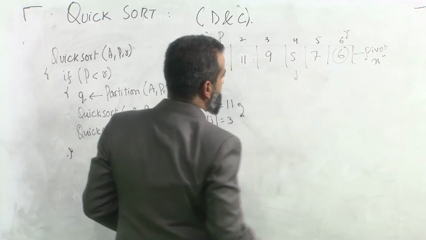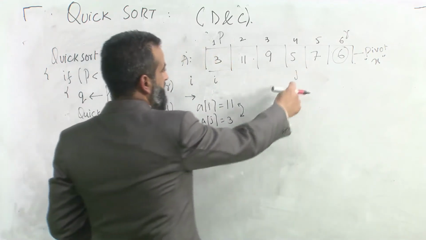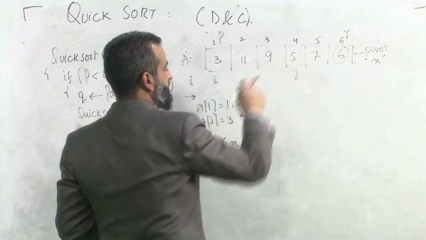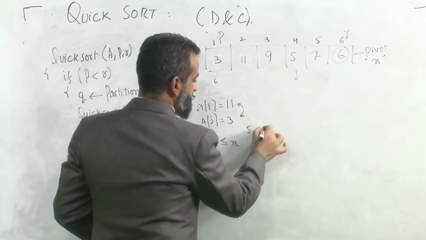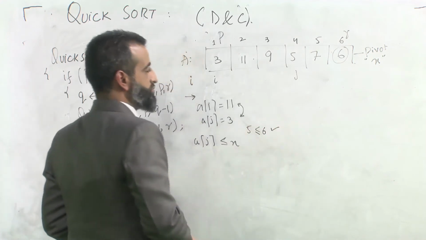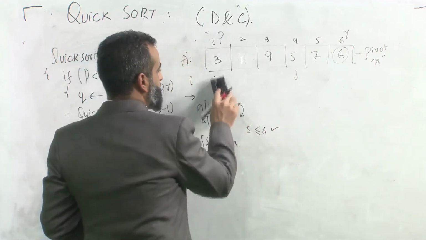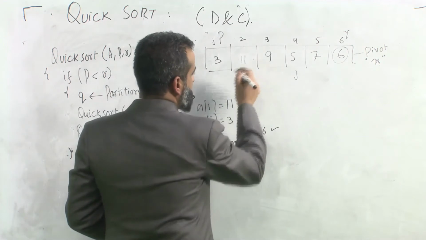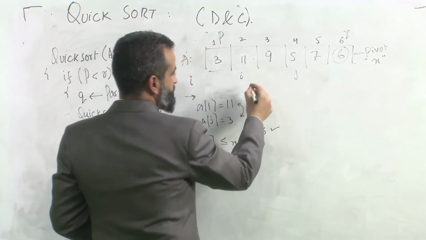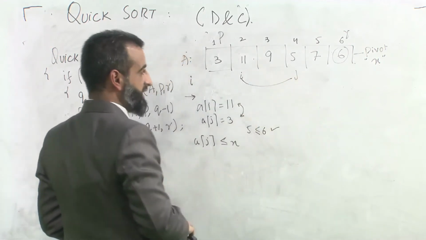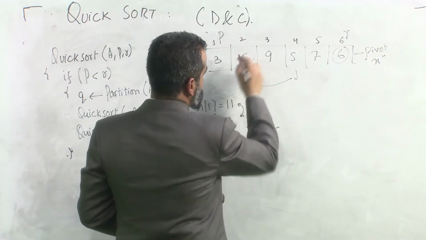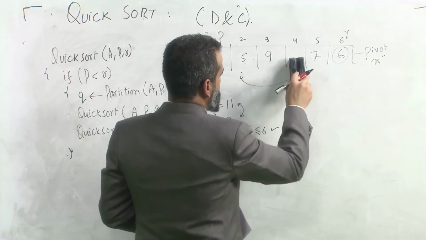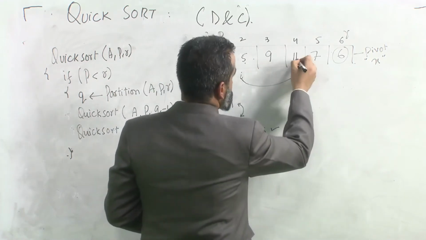Once I increment my J again, what I see is that A of J, that's A of 4, now contains 5, and if I compare 5 and 6, 5 is actually less than or equal to 6, so the condition is true. I will increment my I. Once I increment my I, I will make the necessary swap between A of I and A of J. So 5 will come here, and my 11 will go to this place.